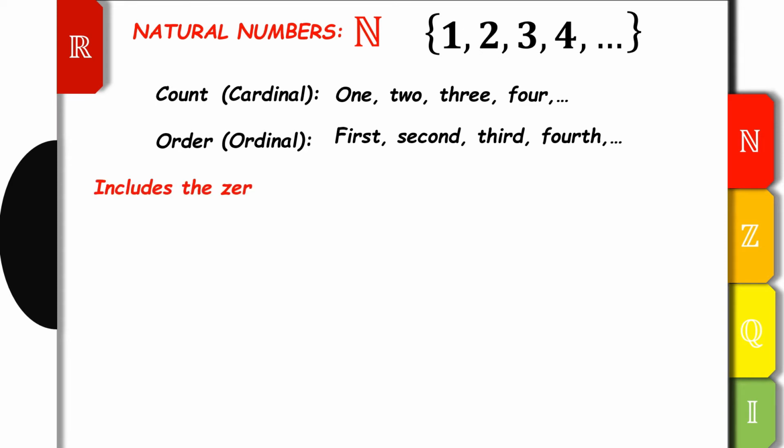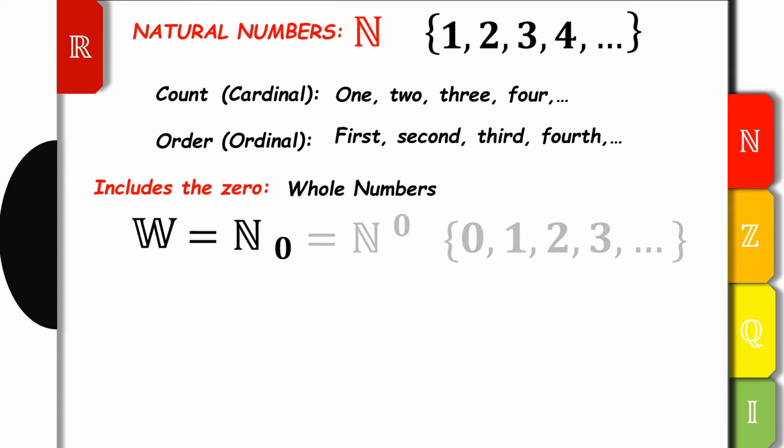If we want to include the number 0 into the natural set of numbers, then it would be called the whole number set, and it would be represented by the following symbols: a double-stroke capital W, or the natural number symbol with a subscript or superscript 0.